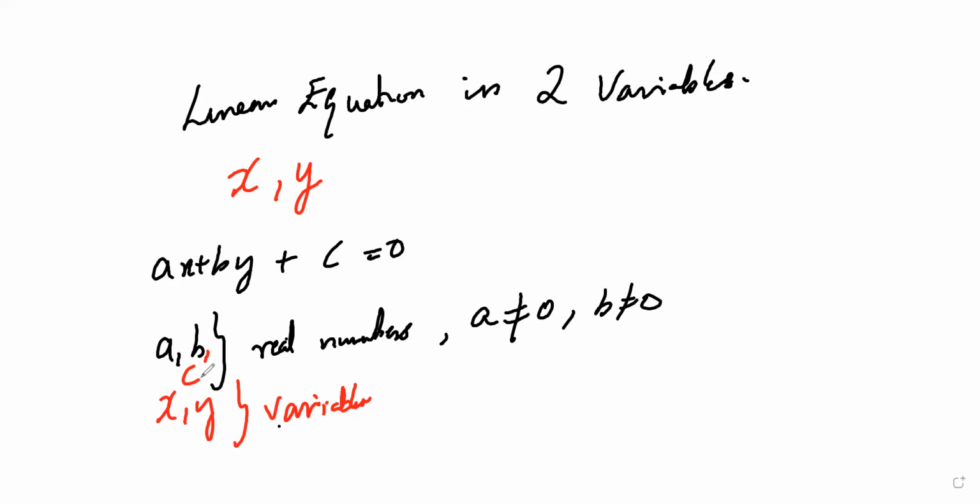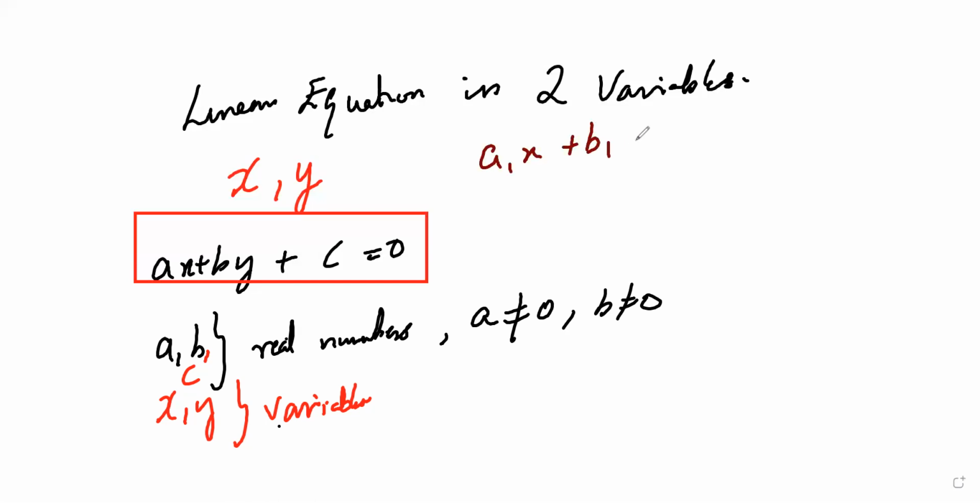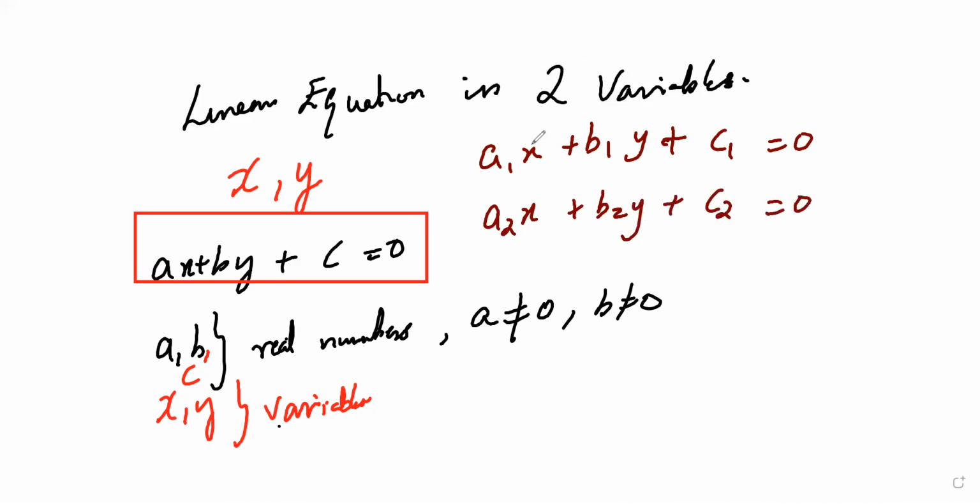Pair in the sense, here I wrote only one equation. Pair means I'll write something like a1x plus b1y plus c1 equal to 0, and a2x plus b2y plus c2 is equal to 0. So I am not changing my variables, but I am changing the real numbers here.